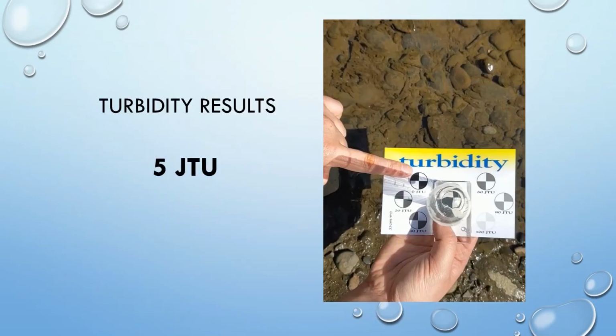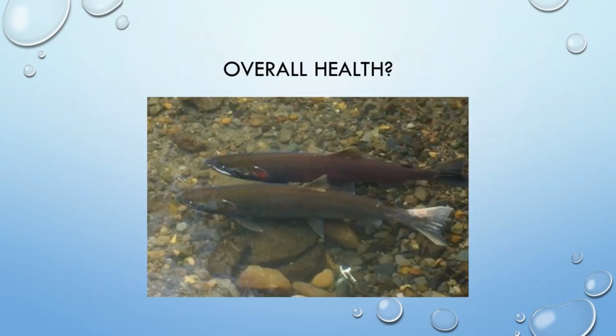Lastly, we have turbidity. The results we got was 5 JTU. I don't have a graph for this one, but in general, anything above 10 JTU is not a great living condition for organisms. It won't kill them necessarily if it exceeds 10, but if high turbidity is persistent in the creek, then it can be lethal. So 5 JTU is pretty great. The creek was clear and didn't have that much suspended sediments.